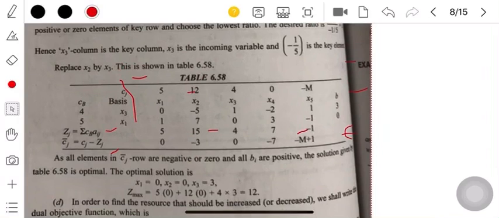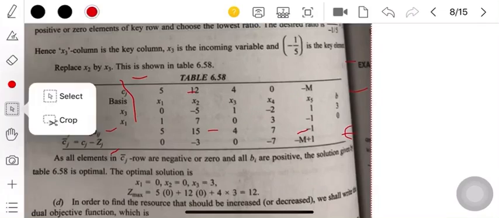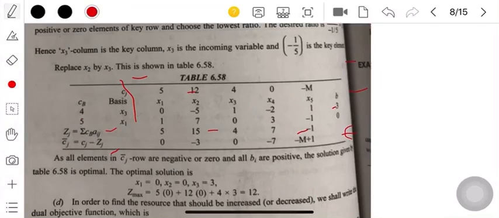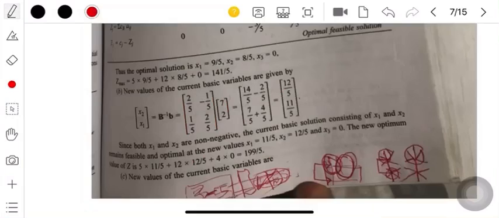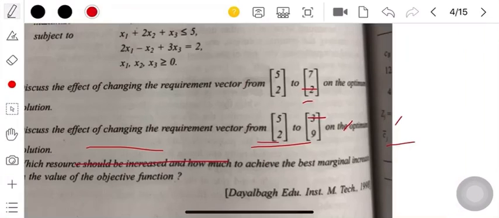Here the values are positive, x3 is 3 and x1 equals 0, and we have achieved the maximum value. So this is the solution: x1 equals 0, x2 equals 0 and x3 equals 3, and the value of the objective function is 12. So this is how we can achieve the optimal solution when the parameter in the right hand side of the constraint changes to a new value. Okay, so let me move to the next question.